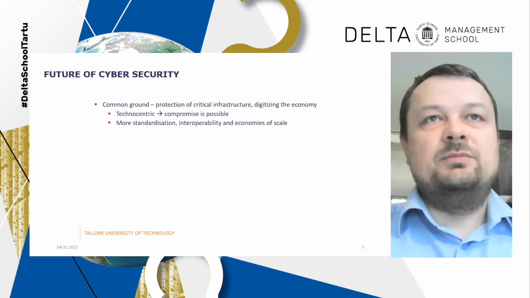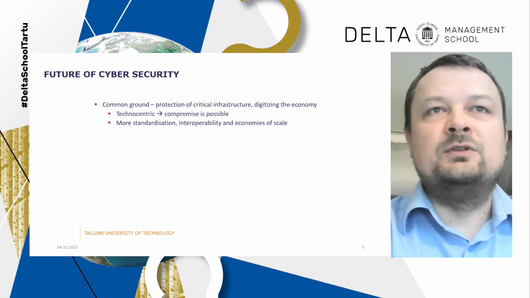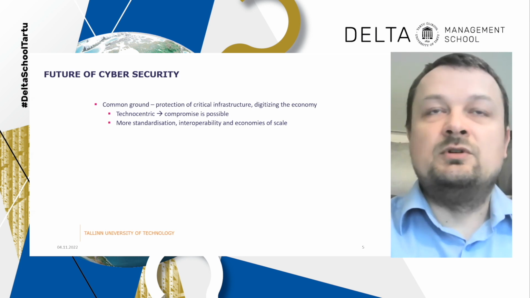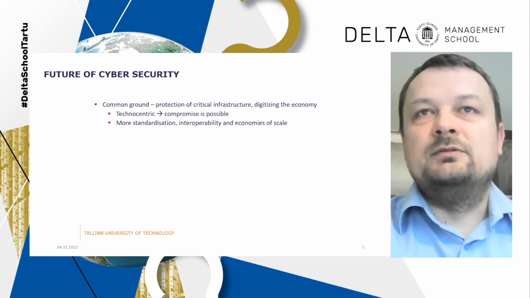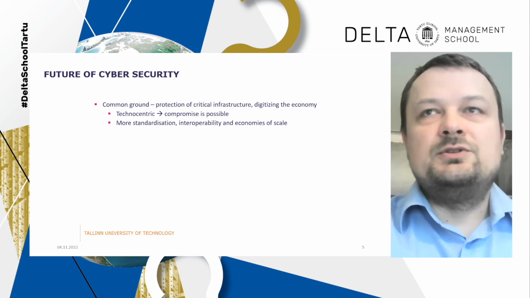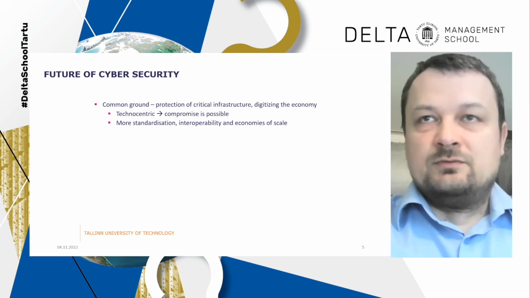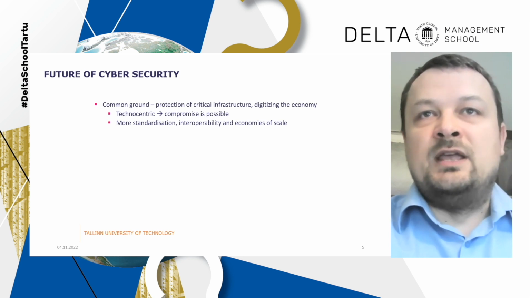So let's also talk about the future a bit. And here there's, I think, some good news. There is some common ground in the world. More or less everybody agrees that critical infrastructure is important and requires protection. And more or less everybody is moving in some way or form towards digitizing their economy because they see some additional benefit from it. Now, this is a very technocentric approach, and partially because of this, I think compromise is possible because the technology answer is quite simple. You standardize, you build interoperable systems, and you enable economies of scale.